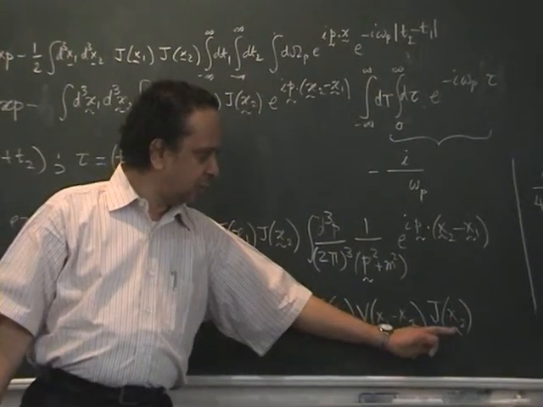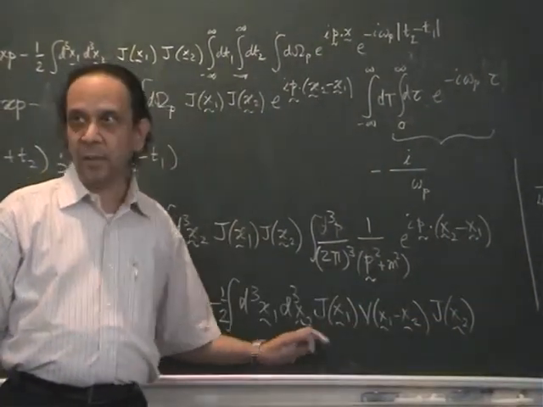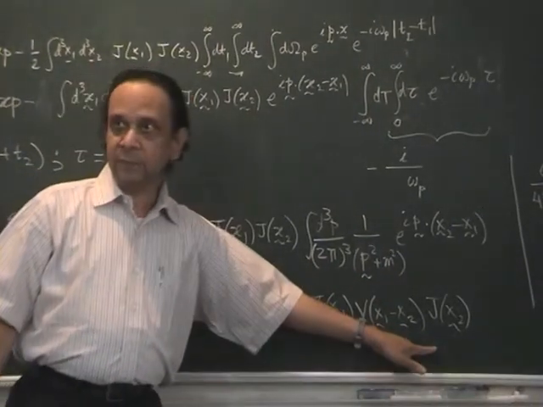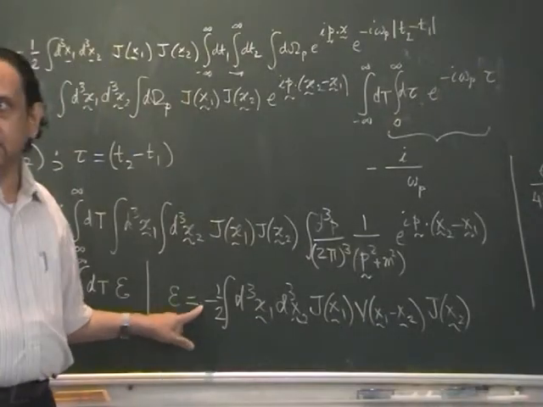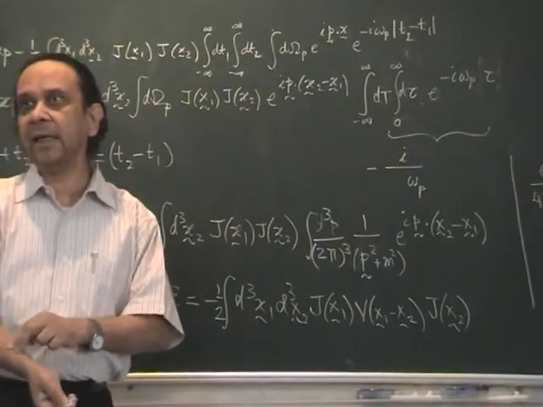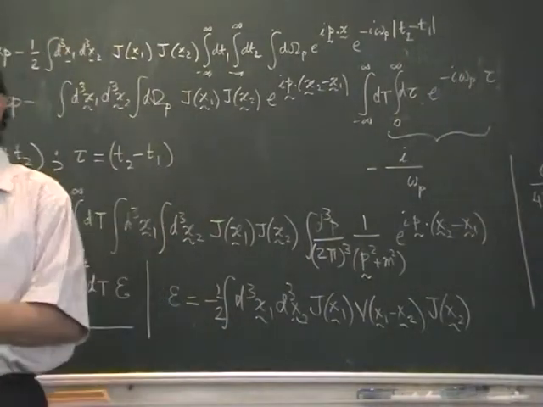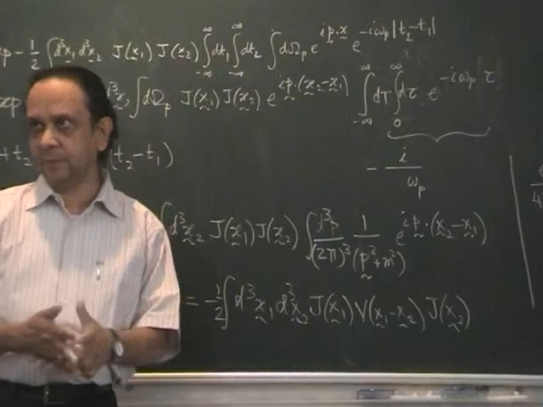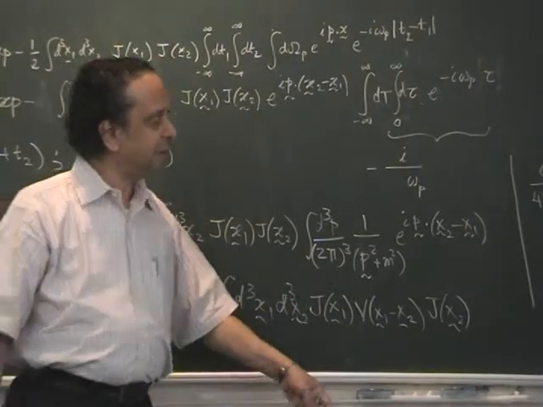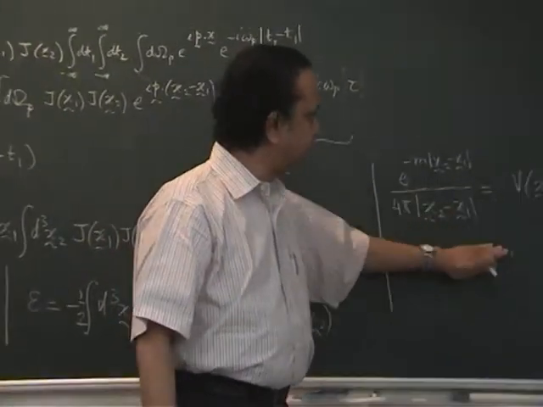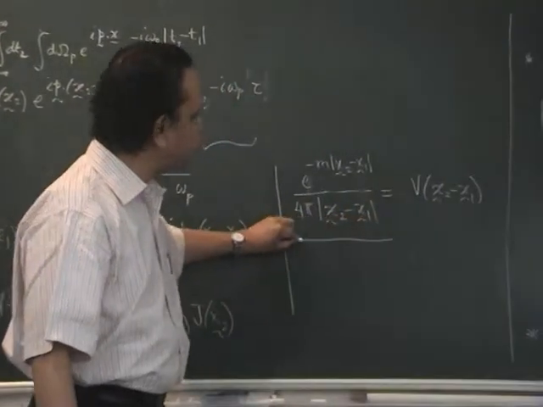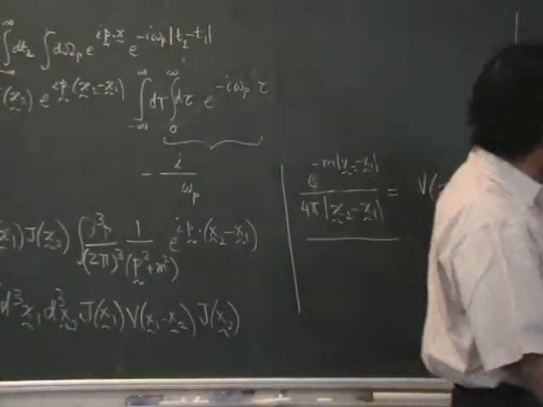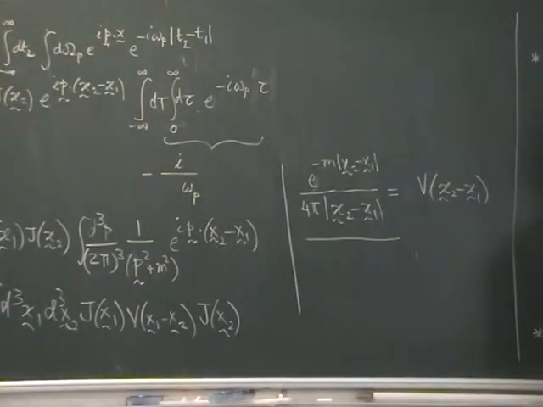So you have one J at x2 and J at x1, and the coupling is through a potential with a minus sign. The minus sign first of all tells you that the interaction is attractive. The currents J attract each other. And the potential for attraction is precisely given by the Yukawa potential. Now where did all this come from? All this came from this propagator.